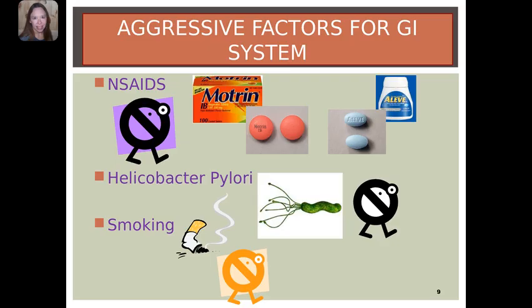Another aggressive factor is smoking. What does it do? It reduces the secretion of bicarbonate. It also can accelerate gastric emptying. And what's that going to do? Well, that's going to end up delivering more acid to the duodenum. So a common complication or problem that smokers will complain about is that their stomach is giving them trouble. Well, it makes sense now, right?